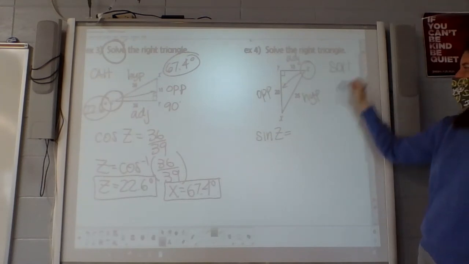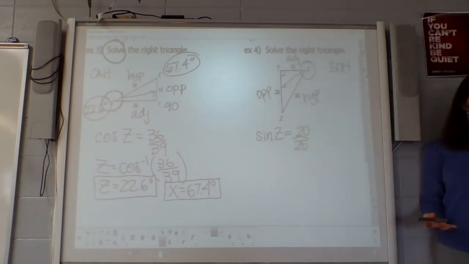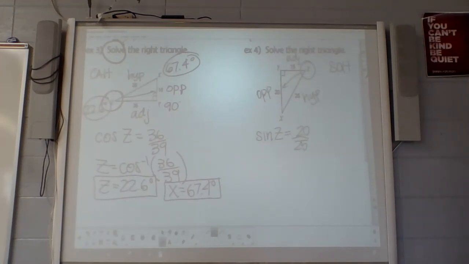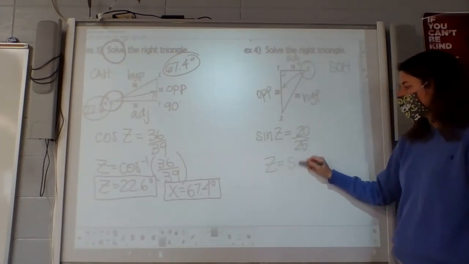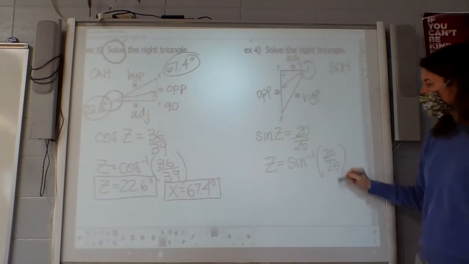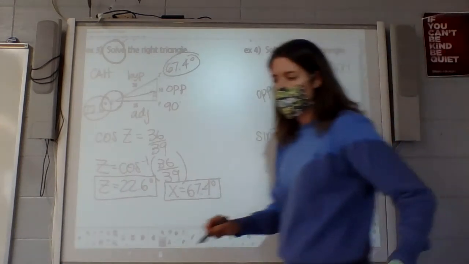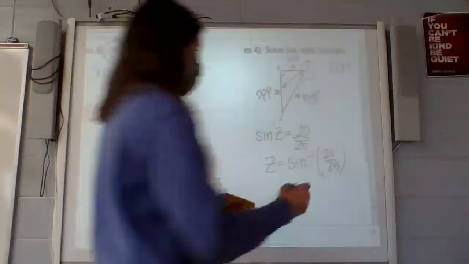So 20 over 25. And again, it doesn't matter which trig function you use, you still get the same answer as us. So don't say, I used a different one, that's why my answer is different. It should all be the same. So inverse sine of 20 over 25 gives us our Z value. And it's like 53.1, I believe.